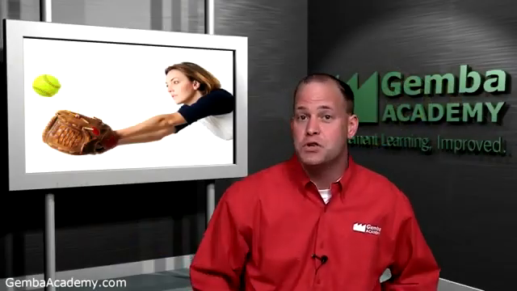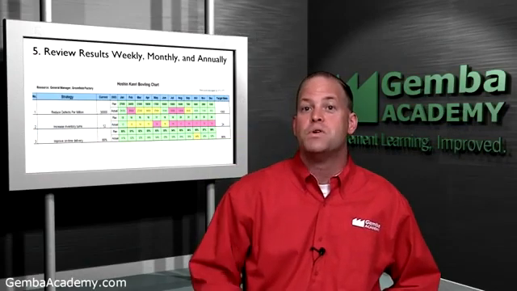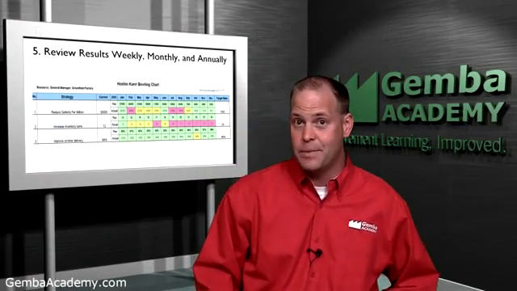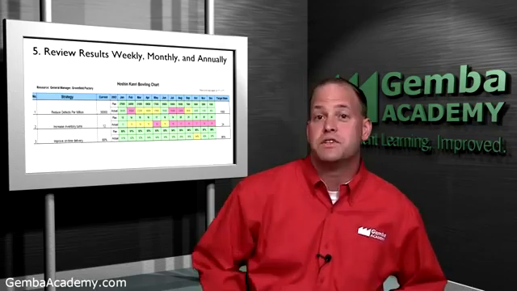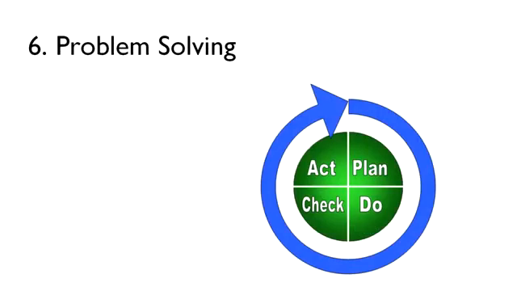The fifth step of the Hoshin process challenges the organization to review results on a weekly, monthly, and annual basis. To do this, the organization will utilize tools such as a bowling chart to monitor how things are going. We'll see an example of a bowling chart here, which we'll cover in much more detail in coming modules. Step 6 of the Hoshin Planning process is focused entirely on problem solving.